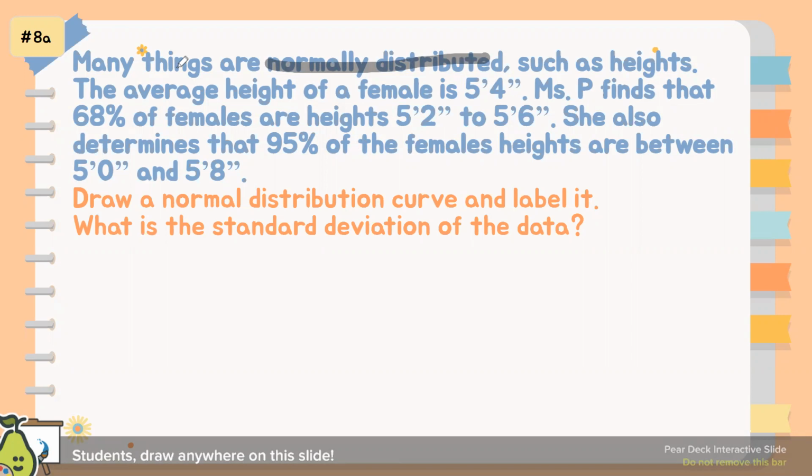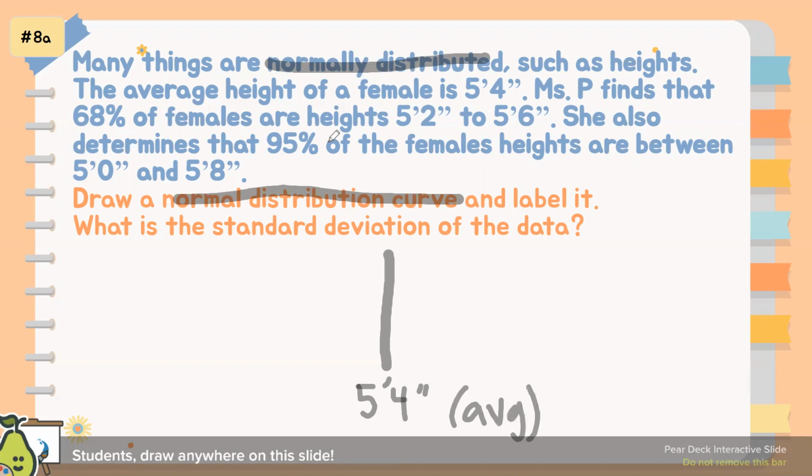And it says it's also a normal distribution curve. So normal distributions have the mean equal to the median equal to the mode in the center. So since the average height is 5'4", that's the average. It goes in the middle. And we know our curve kind of does, oop, that's a really bad curve. That's also a really bad curve. There we go. It's symmetrical.